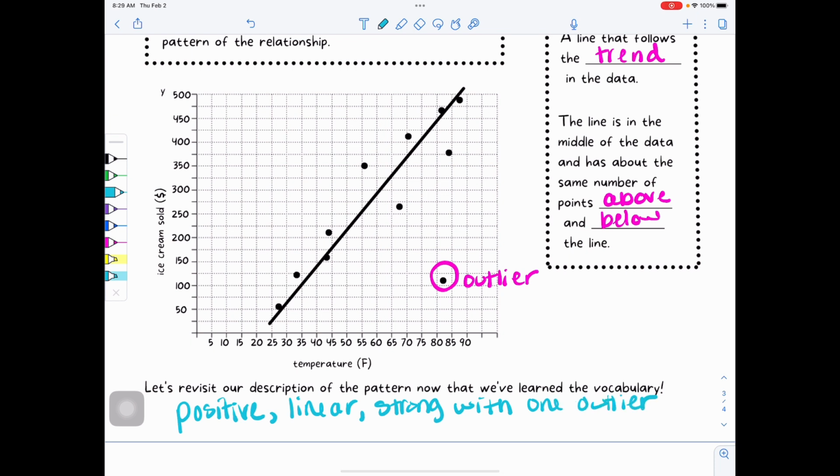And that concludes our lesson on scatter plots and their trends.